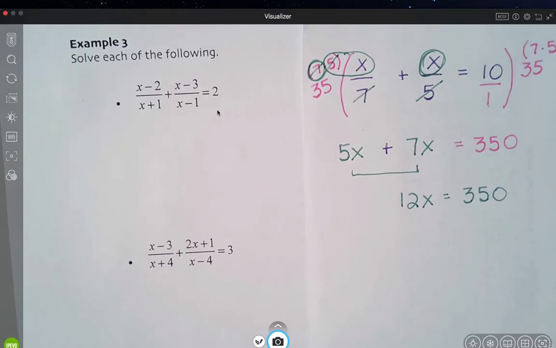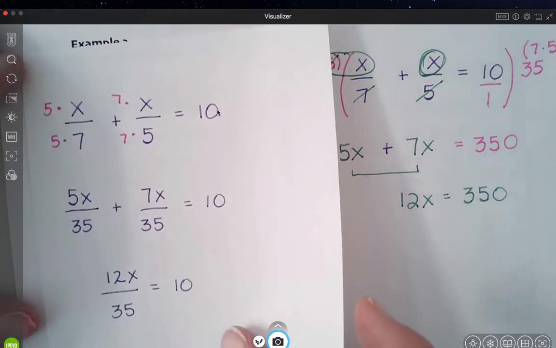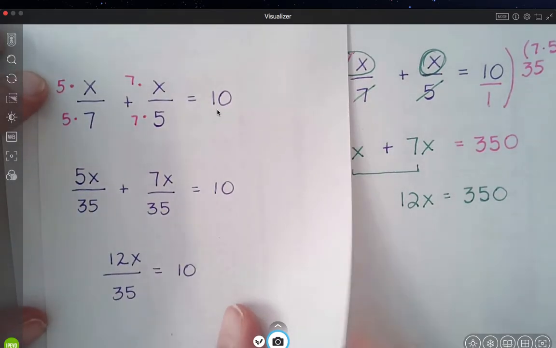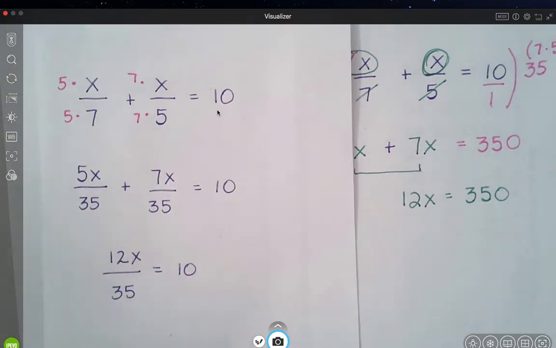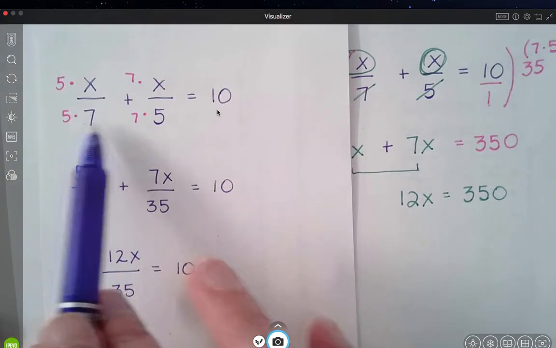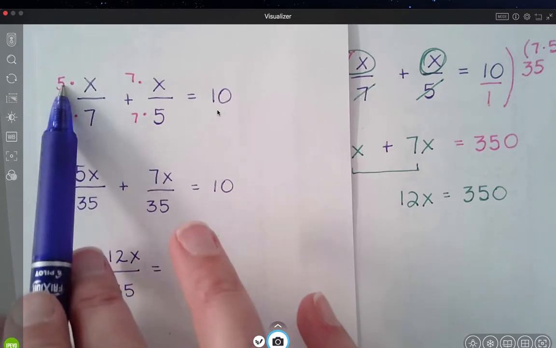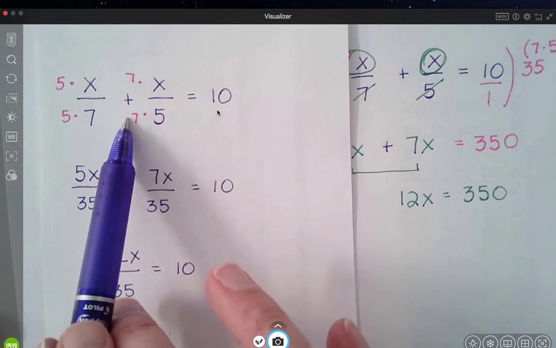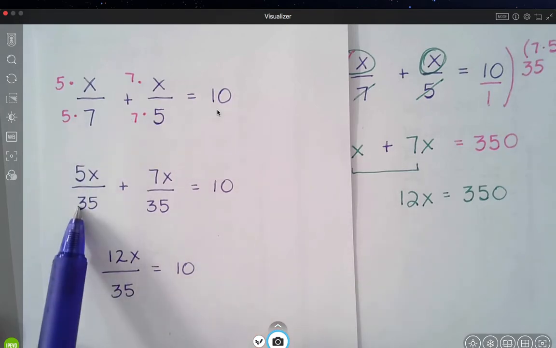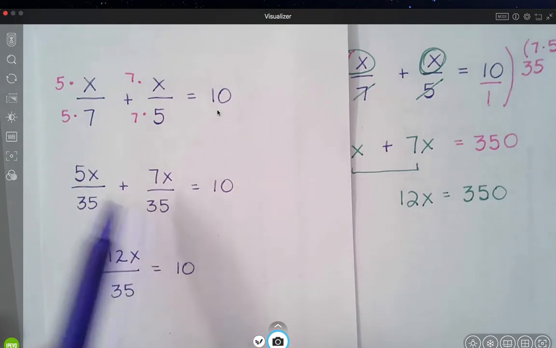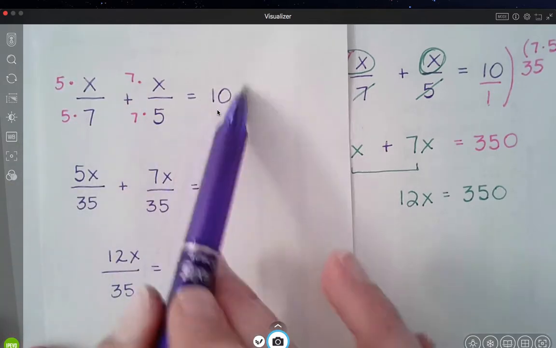I want you to take a look at this. This is what that traditional method would end up looking like. This is where I'm saying I want to turn these both into 35s. So I multiplied by 5 here and I multiplied by 7 here. That gave me 35s on the bottom of each one. And I'm allowed to do those without messing with the 10.